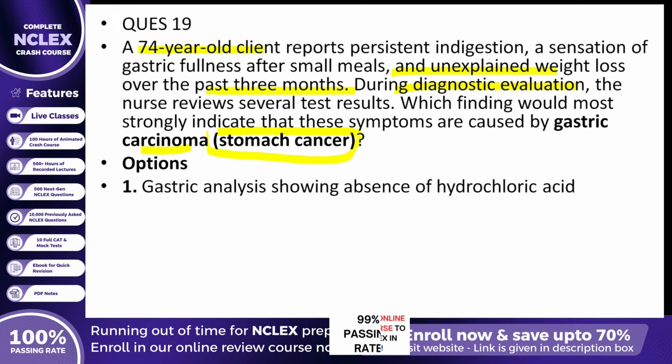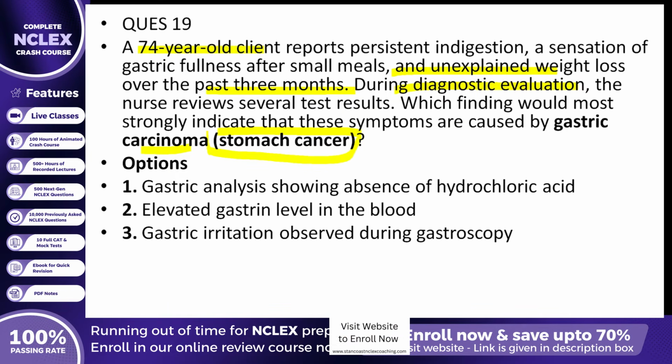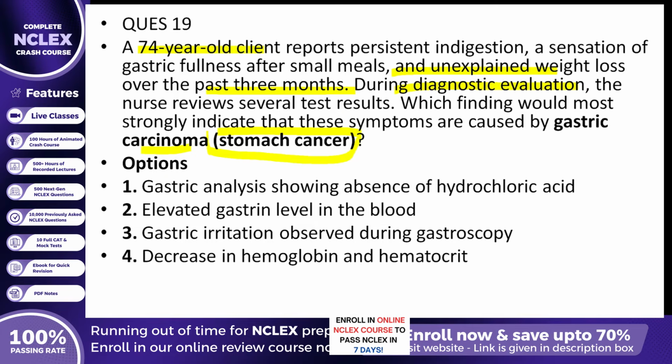Option 1 presents a gastric analysis showing an absence of hydrochloric acid. Option 2 lists an elevated gastrin level in the blood. Option 3 describes gastric irritation observed during gastroscopy. And option 4 notes a decrease in hemoglobin and hematocrit levels. After evaluating all options, the correct answer is option 1, gastric analysis showing absence of hydrochloric acid.